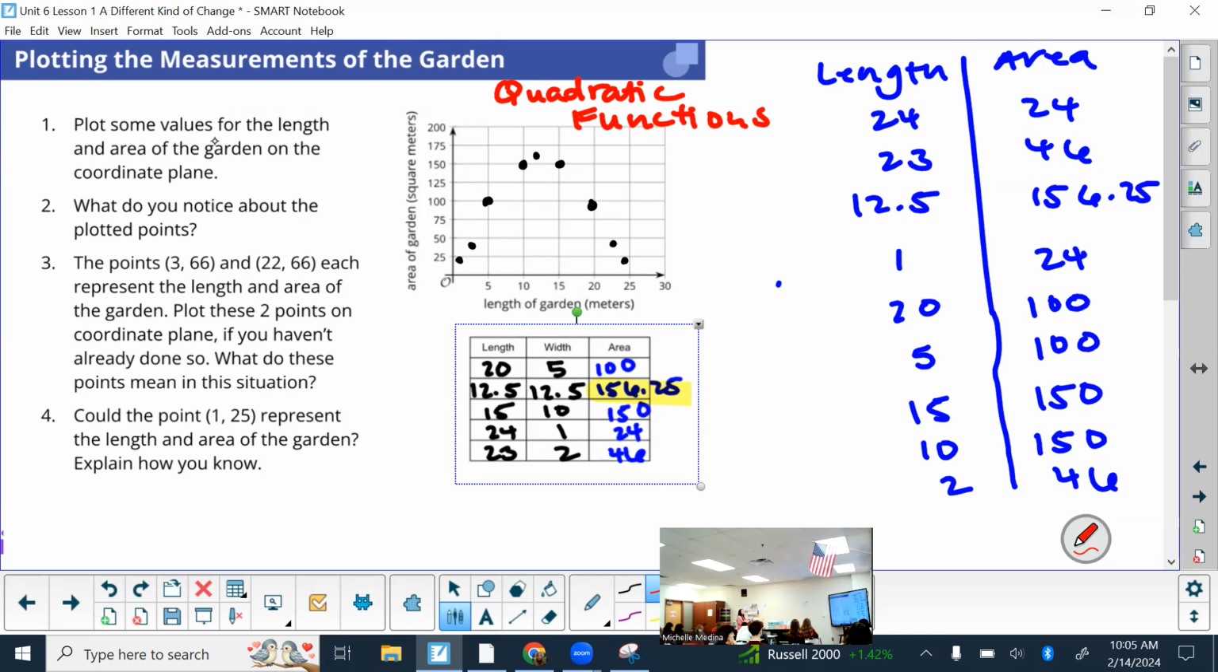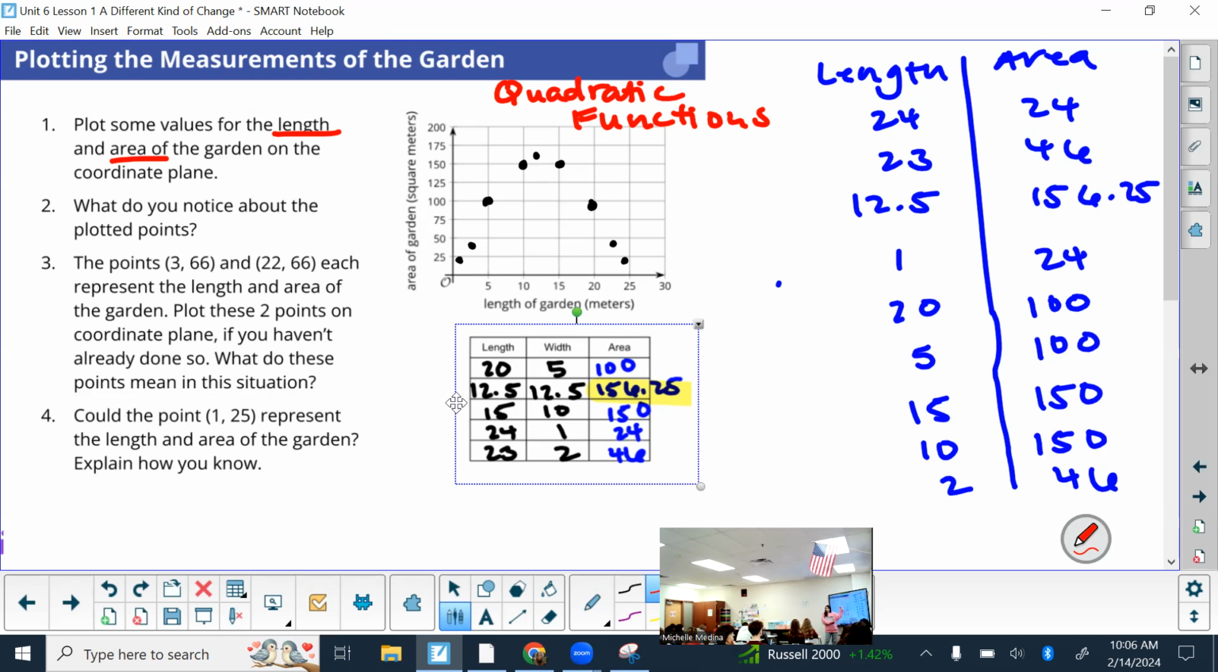So it said that it wanted you to plot some values for the length and area. And we've had a table already with some lengths and areas. So if you just cover the middle column, I'm plotting 20, 100, 12.5, 153.25. Does that make sense? And because it doesn't matter which one has to be shorter than the other, I could also just cover this and plot these. These could all be lengths too.